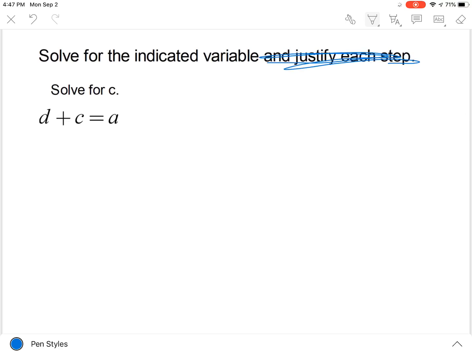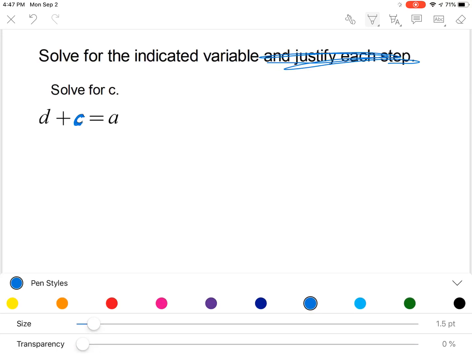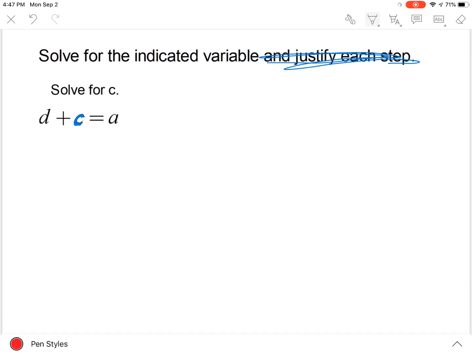So we want to solve for c. So we have d plus c equals a, and it is our job to solve, in other words, isolate c. Well, if we want to solve for c, that means we have to move d to the other side of our equation. So we have a positive d. Anytime there's not a coefficient, in other words, a number in front of your variable, it means you have one of them. So we have 1d right here.